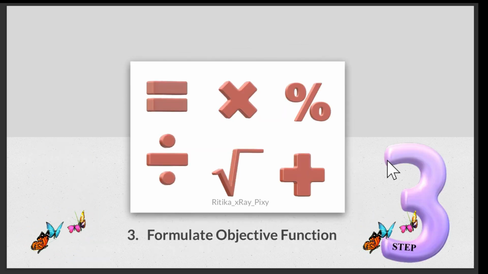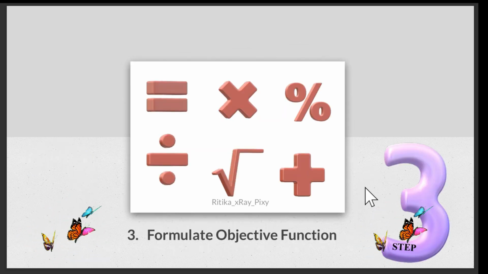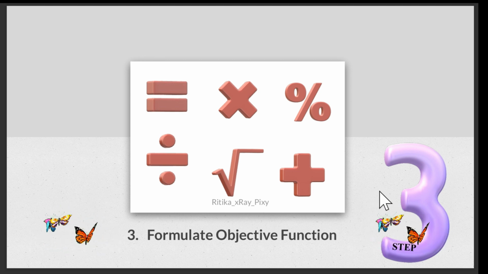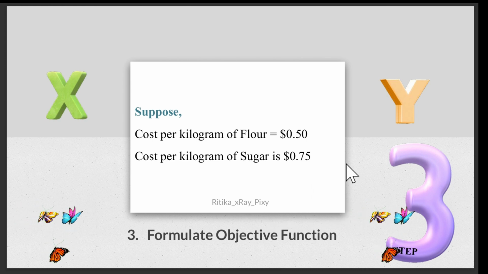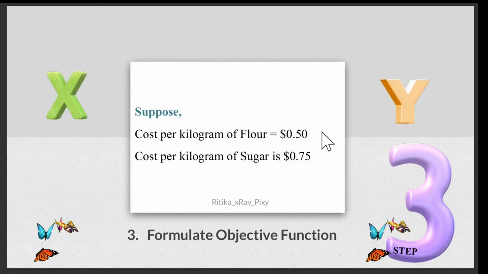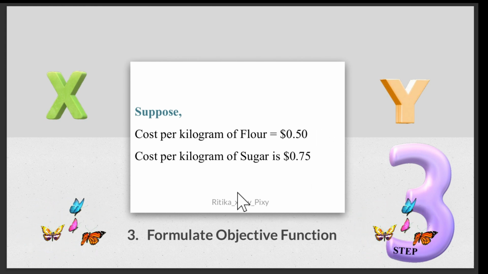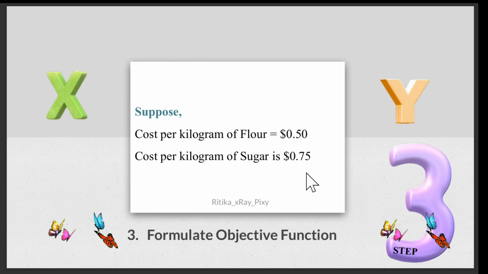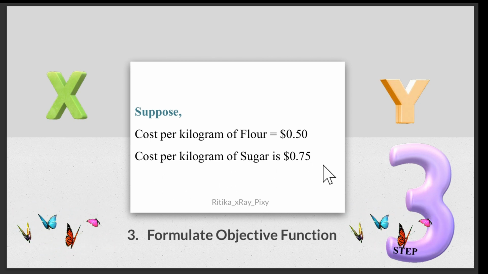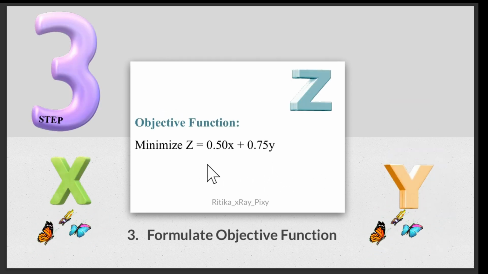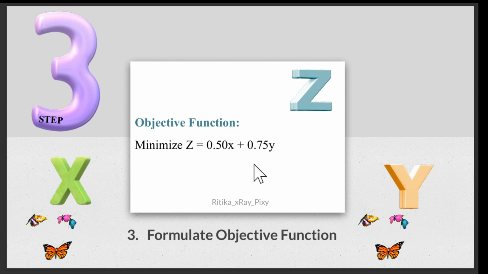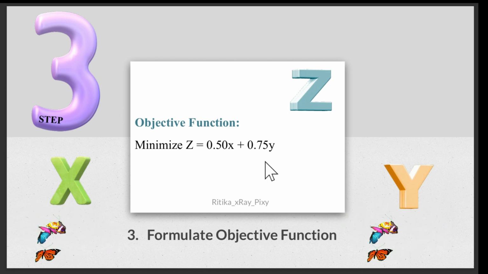Now in step 3, we will formulate the objective function and constraints. Here we will mathematically represent the objective function and constraints. First we will formulate the objective function. Suppose the cost per kilogram of flour is $0.50 and the cost per kilogram of sugar is $0.75. This is our objective function. We will minimize the cost, that is equal to 0.50x plus 0.75y.